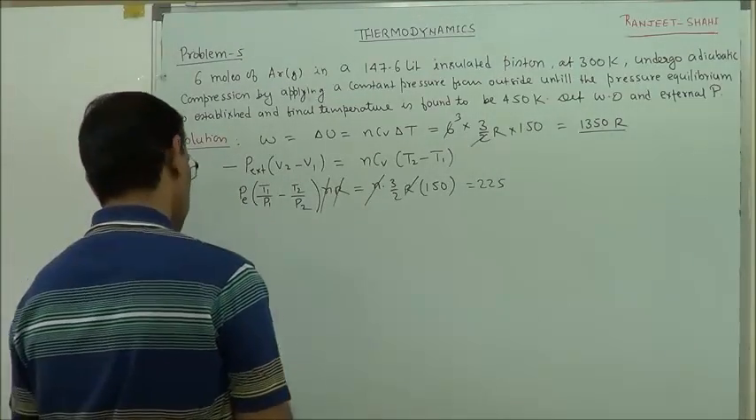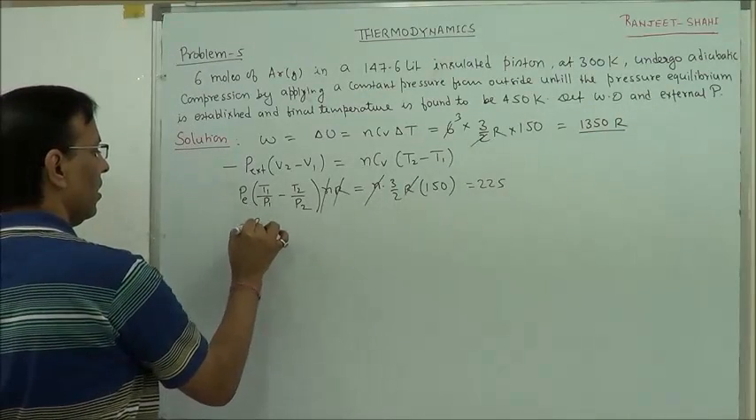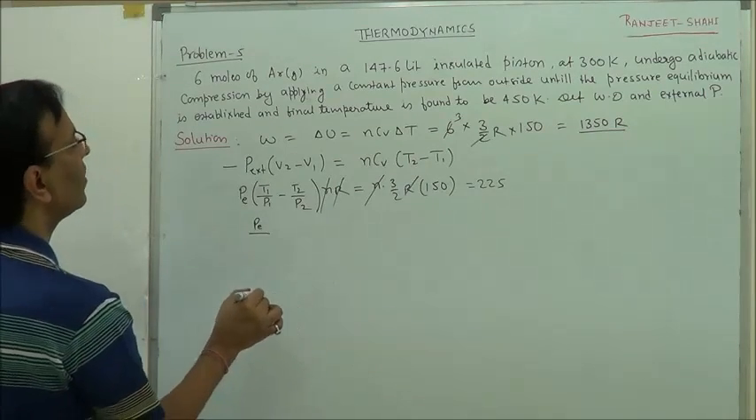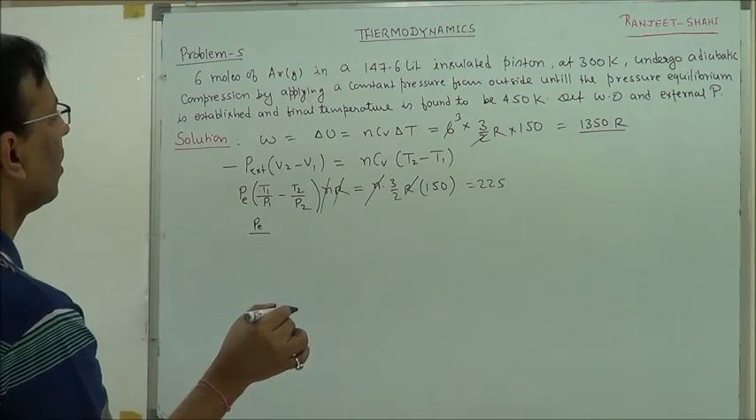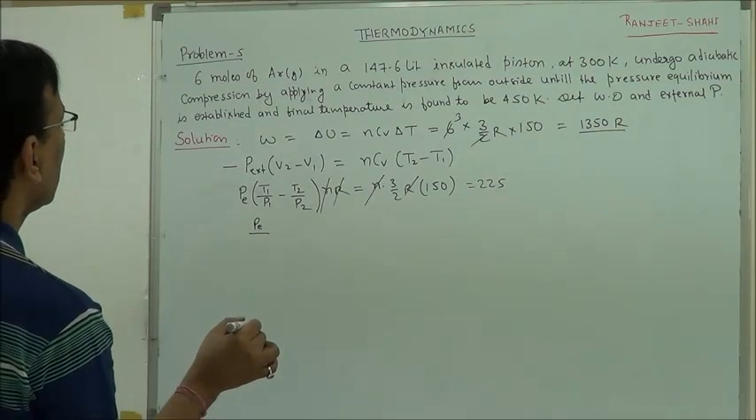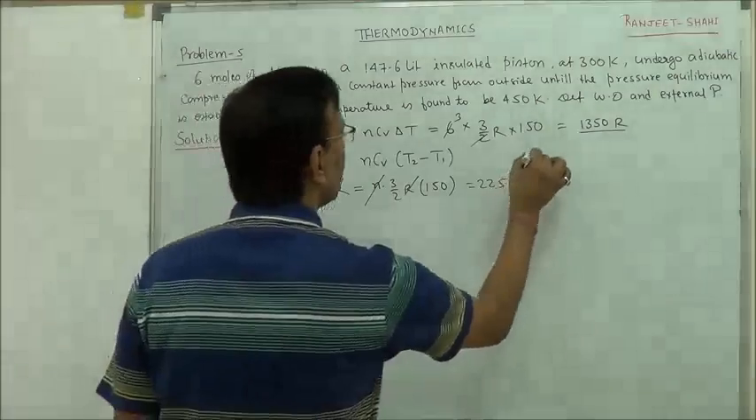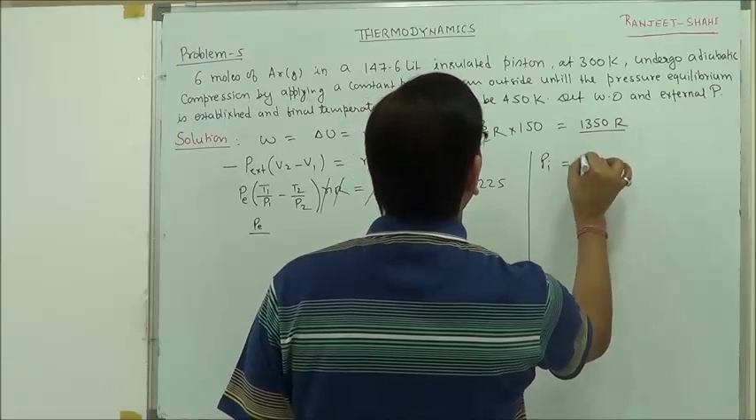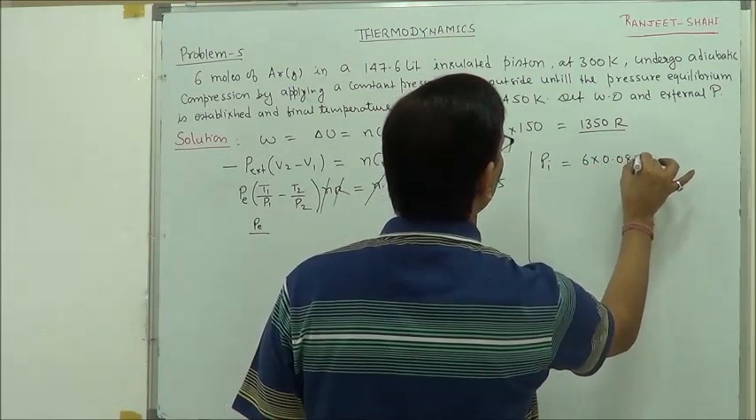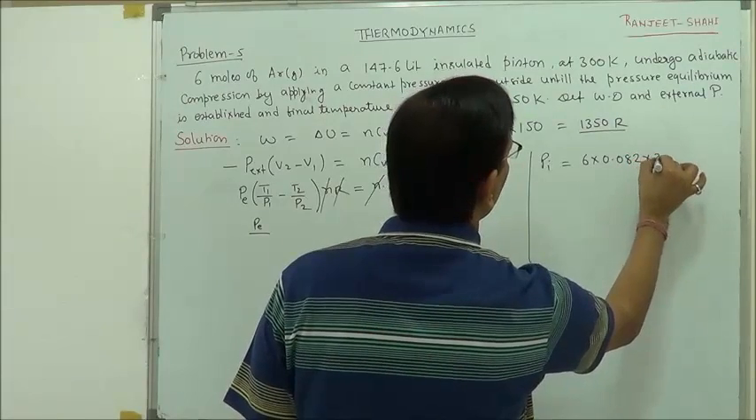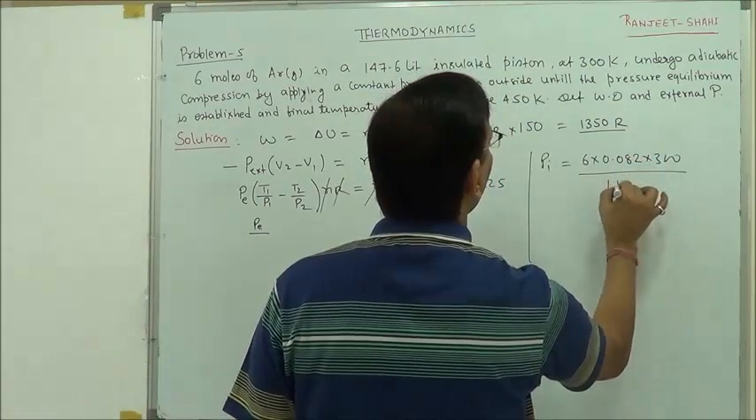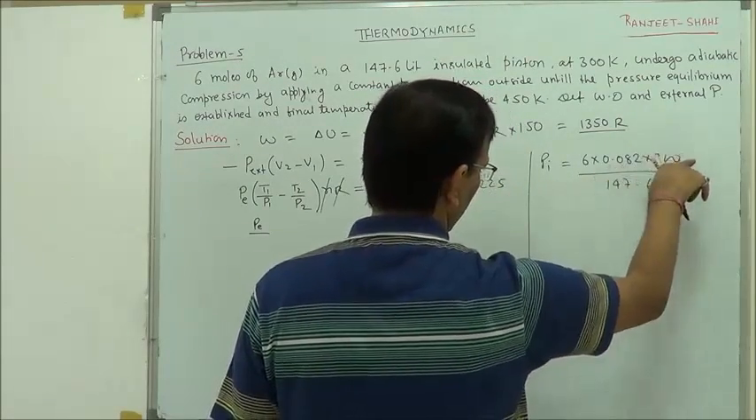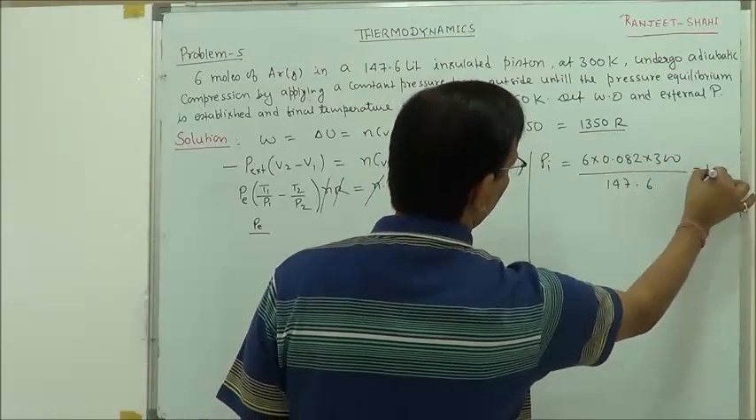On the left side we have P external by P1. P1 is the initial pressure. We'll have to find out the initial pressure. Let us work out the initial pressure first. P1 is nRT divided by volume. n is 6, R is 0.082, T is 300, volume 147.6. So 24.6 into 6, oh, it is 1 atm.